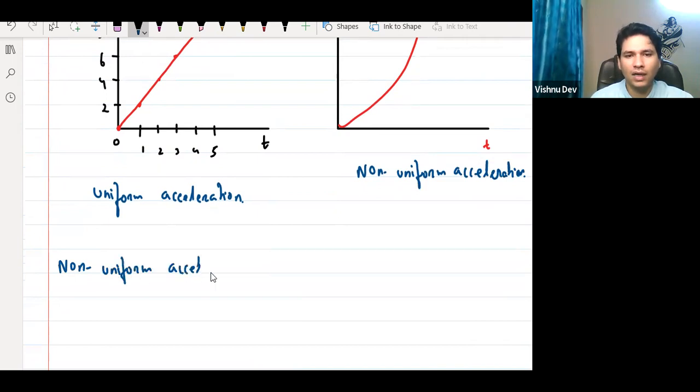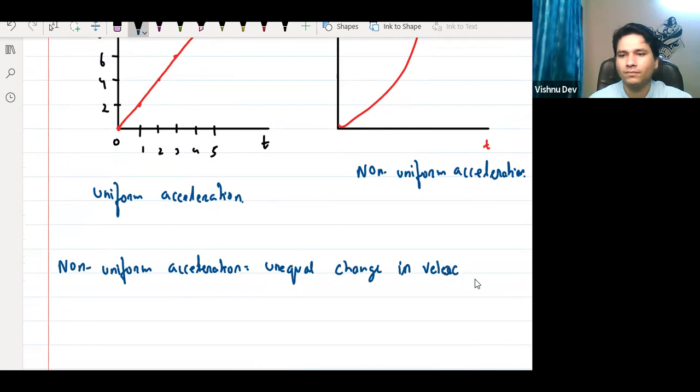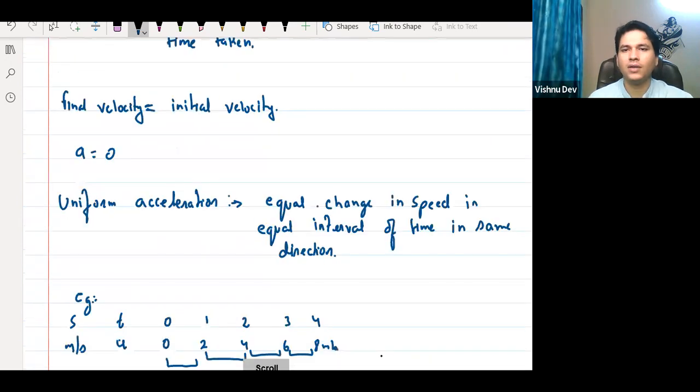Non-uniform acceleration means unequal change in speed, unequal change in velocity, or speed, in equal intervals of time. Equal time. Okay, right? So I guess this is clear. Okay, guys. So I guess you understood the concept of acceleration, है ना?